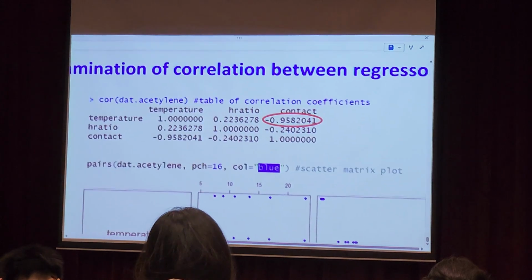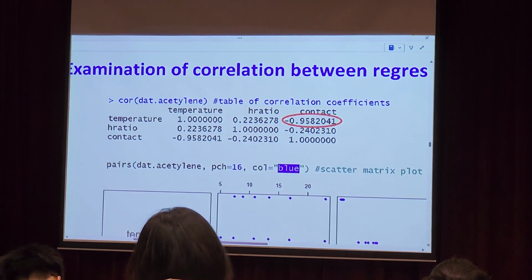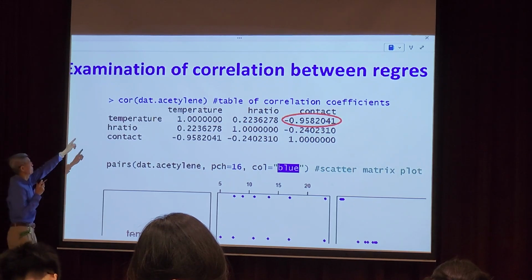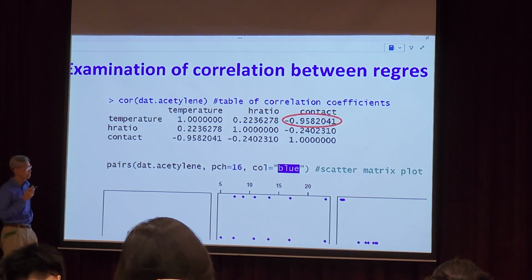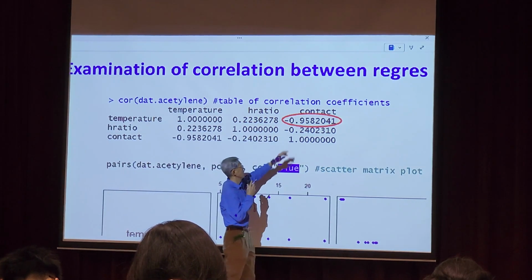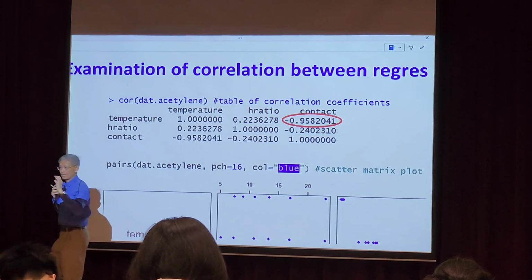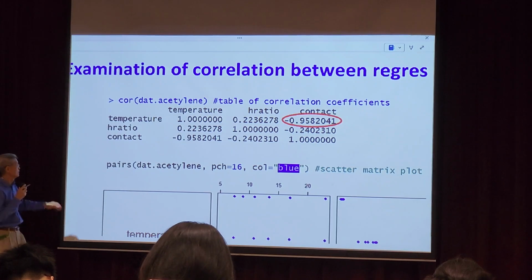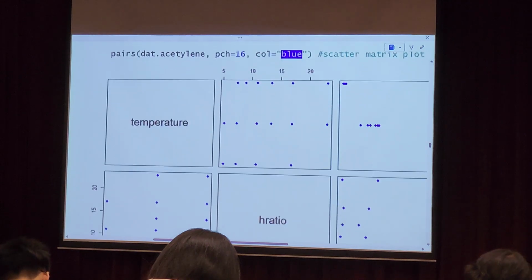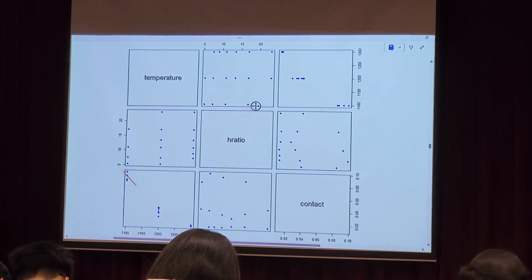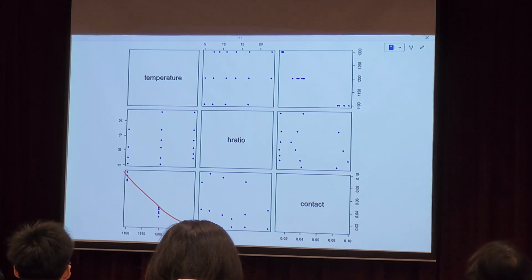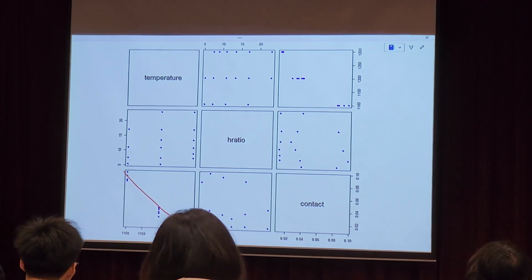So you can take a look at the correlation table of correlation coefficient. You can get this table easily by using the function COR. And it will show you that there are 2 regressor variables that are highly negatively correlated: the temperature and the contact. They're highly, temperature and contact here, highly negatively correlated. So that's potential trouble.